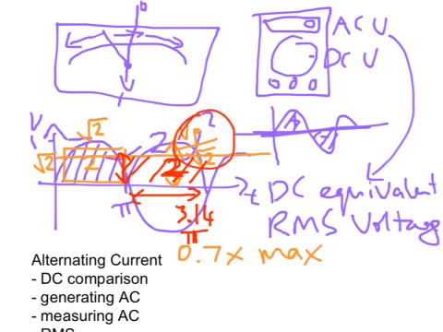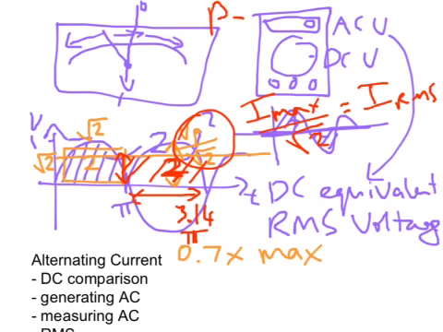Works the same for the current. If you want your peak current or your maximum current, just to find the RMS value, divide by the square root of 2, and that gives you a very useful value. If you're calculating power, you would use your two RMS values, I times V, but they'll both be RMS.